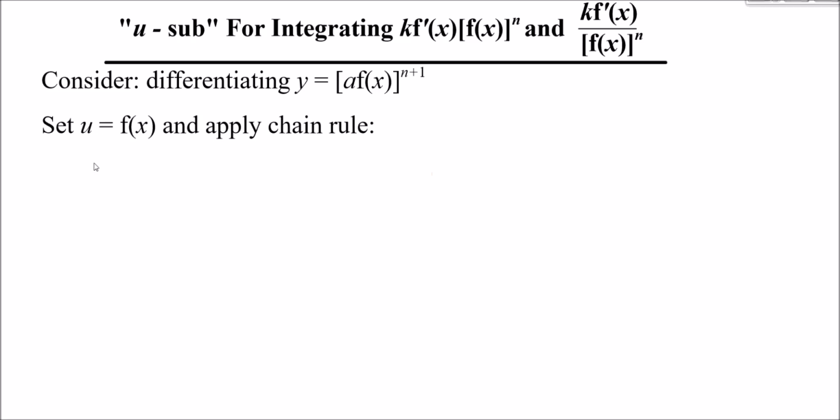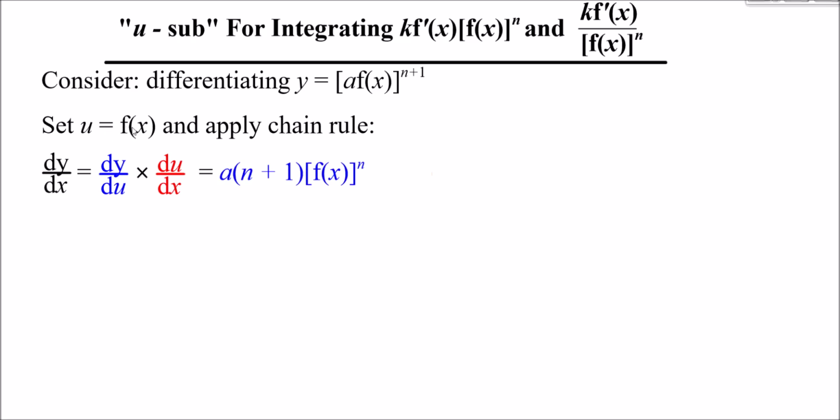Remembering what the chain rule is, it's dy by dx equals dy by du multiplied by du by dx. So here, if y is a f of x all to the power of n plus 1, if I differentiate y with respect to u, the power will come to the front. So we're going to have n plus 1 multiplied by a f of x, then we're going to drop this power by 1, so this will just become to the power n. So dy by du is this, and then du by dx.